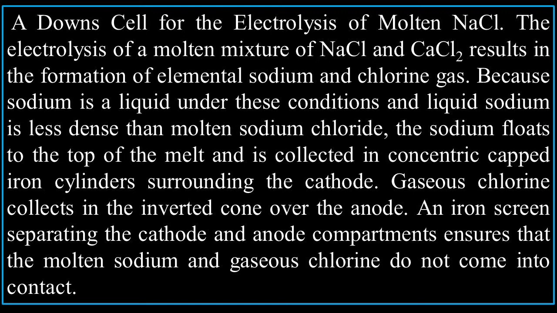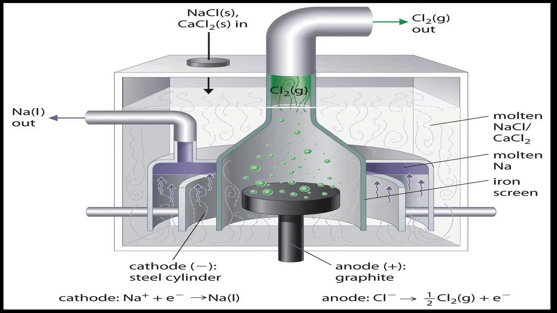Because sodium is a liquid under these conditions, and liquid sodium is less dense than molten sodium chloride, the sodium floats to the top of the melt and is collected in a concentric capped iron cylinder surrounding the cathode. I'll show you that in a moment. Let's actually look at that right now and see what that looks like.